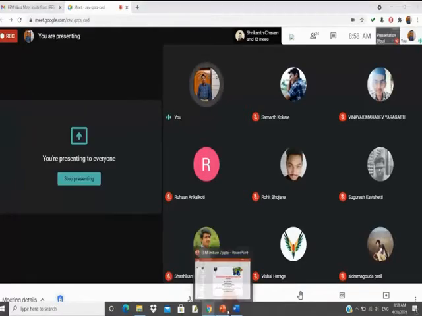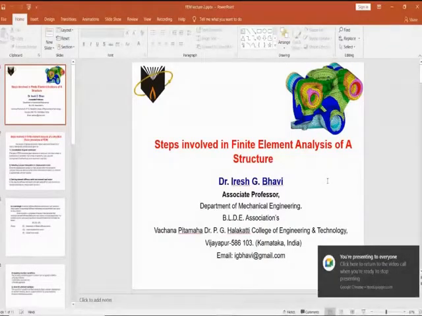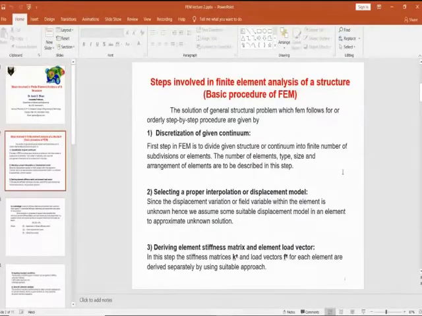What are the steps in finite element analysis of a structure? There are basically six basic steps in finite element analysis of a structure. It is also called the basic procedure of FEM. In the examination, the question may be like this. They may ask you to enumerate or describe the steps involved in finite element analysis of a structure, or they may even ask you to describe the basic procedure of the finite element method. For both questions, you have to write the same answer. That is what we will be discussing now.